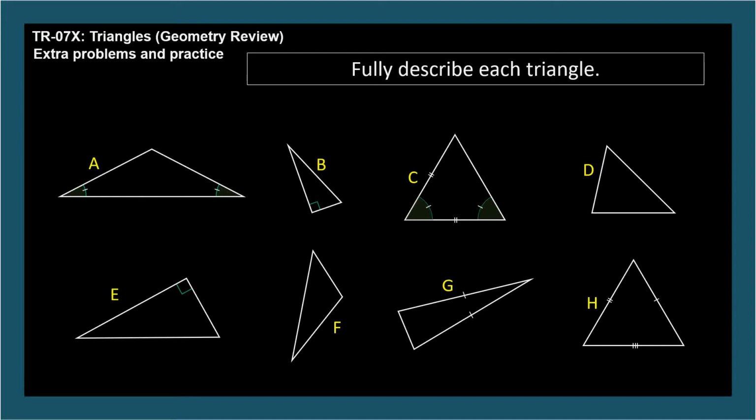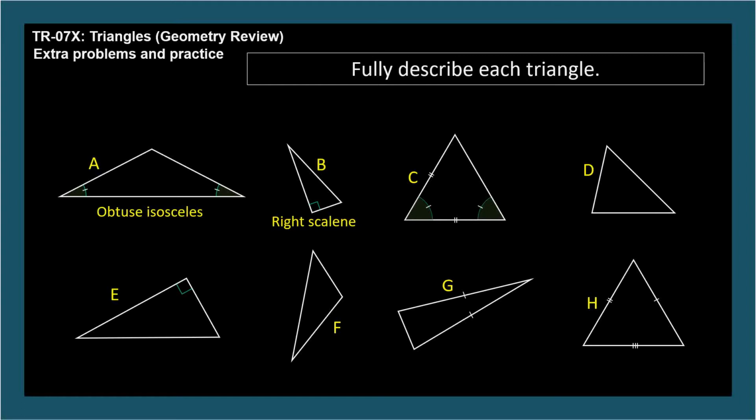Triangle A is an obtuse isosceles triangle. The vertex angle is clearly obtuse and the base angles are shown to be congruent. Triangle B is a right scalene triangle. It has a clearly labeled right angle and the sides appear to be different lengths.